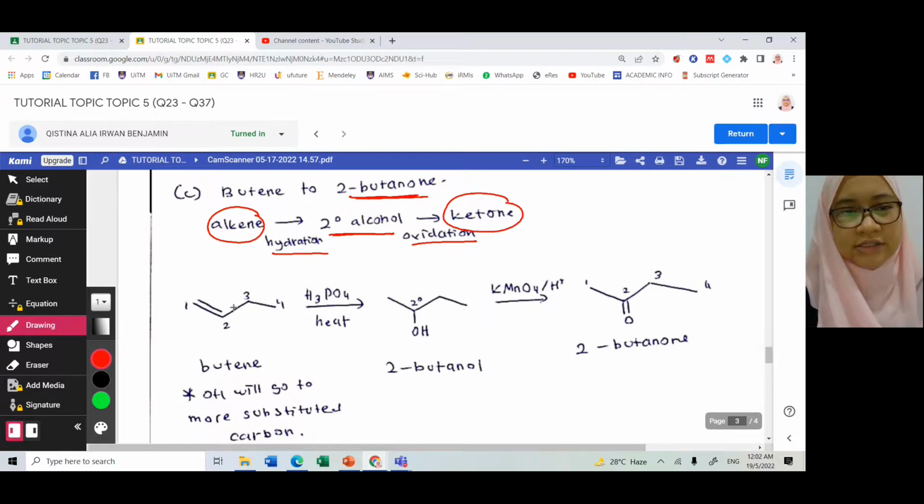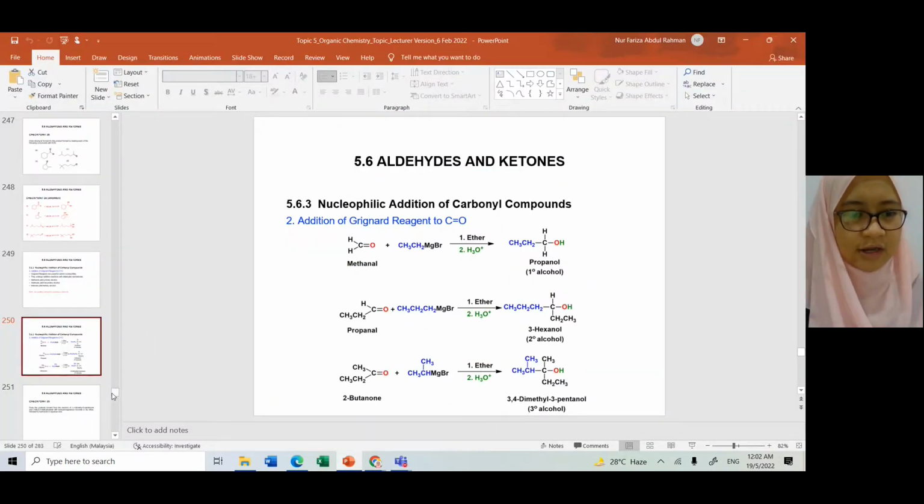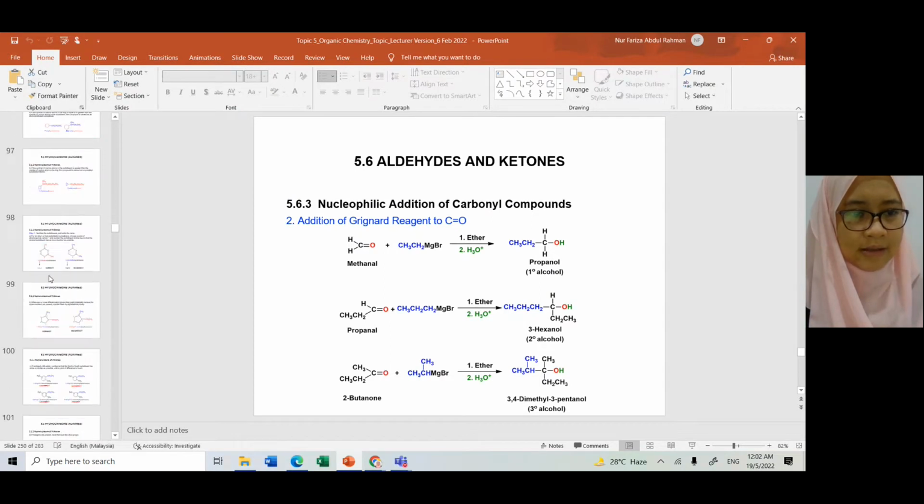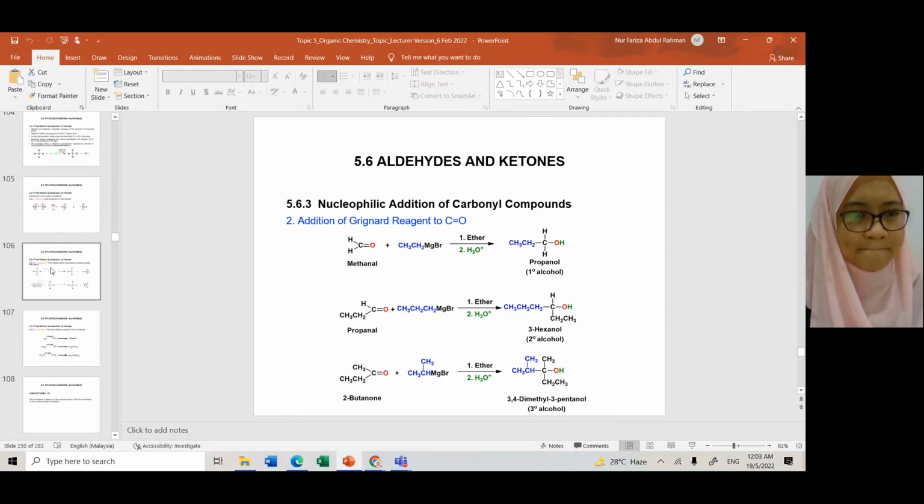So this is butene, 1, 2, 3, 4. The double bond is between carbon number 1 and number 2. So it will undergo a hydration reaction. I'm not sure, I don't remember this one, but I remember for hydration you may use H3O+. So let's just check the hydration reaction for alkenes.